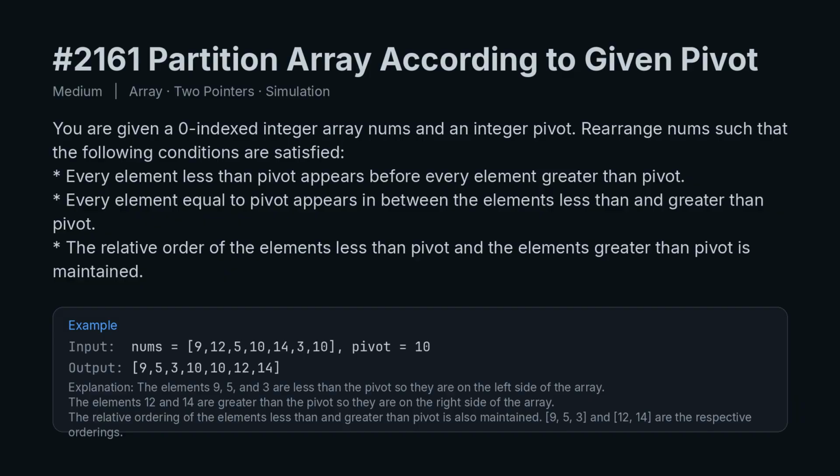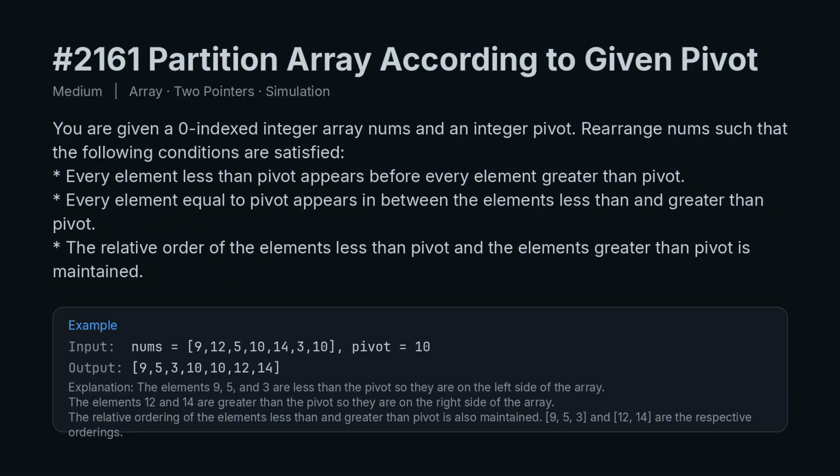You are given a zero-indexed integer array nums and an integer pivot. Rearrange nums such that the following conditions are satisfied. Every element less than pivot appears before every element greater than pivot. Every element equal to pivot appears in between the elements less than and greater than pivot. The relative order of the elements less than pivot and the elements greater than pivot is maintained.